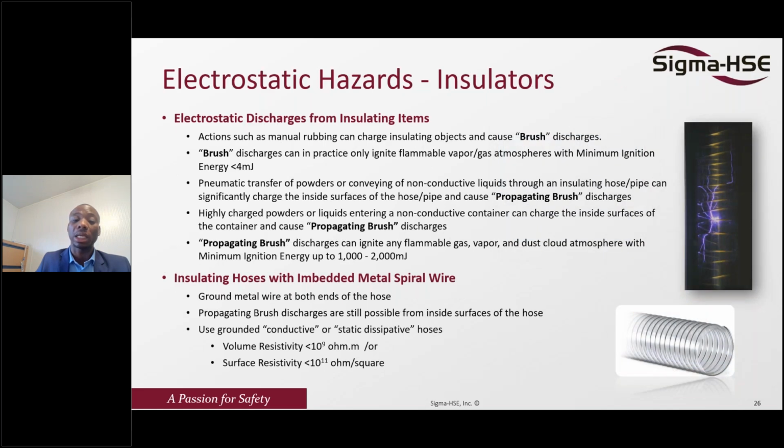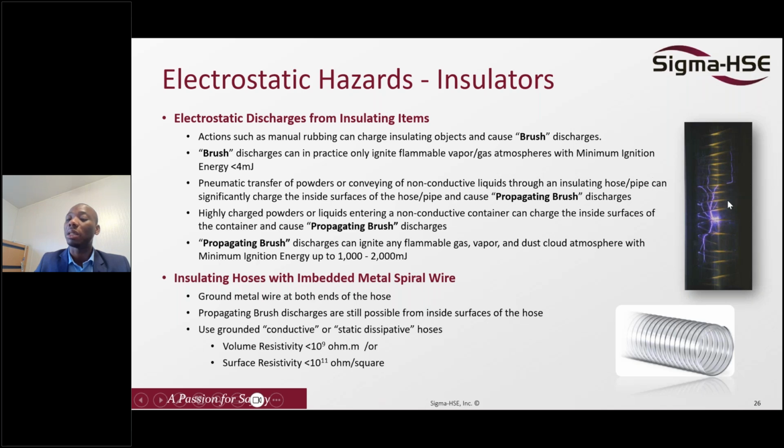And this is a typical example of it here. When I said propagating brush discharge and brush discharge, these key parameters are very, very important. For example, you can see this flexible hose here. You have metal spiral wires inside. If the hose is conductive and the metal inside is bonded and grounded, you're okay. If the metals are bonded and grounded, then you can do away with spark type ignition sources and you can have a brush discharge.